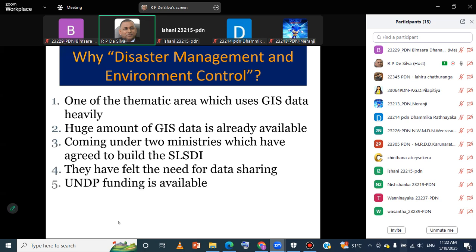Disaster management and environmental control are important because this is the area where GIS data are used heavily. And also we need to use spatial data for these areas. And we have a large wealth of data on these areas, which belongs to different departments. And then funding is available from international agencies. So it's a matter of getting together and organizing ourselves to produce what is required for the country.